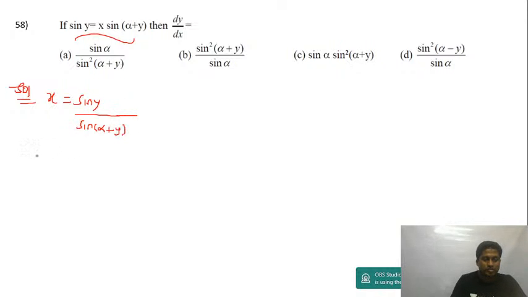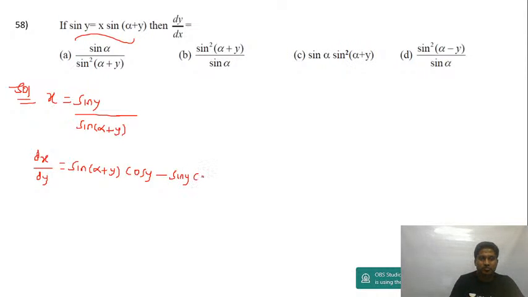Now if I use the quotient rule, dx by dy is equal to denominator sine of alpha plus y, differentiation of numerator is cos y, minus numerator is sine y, and differentiation of sine x is cos x.